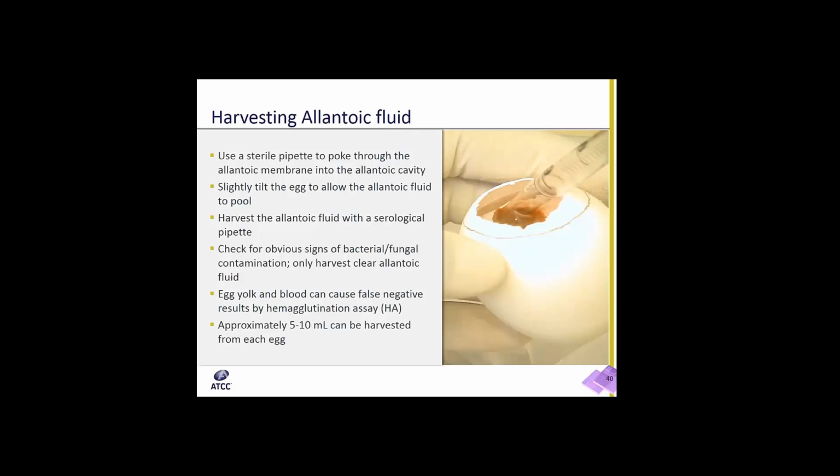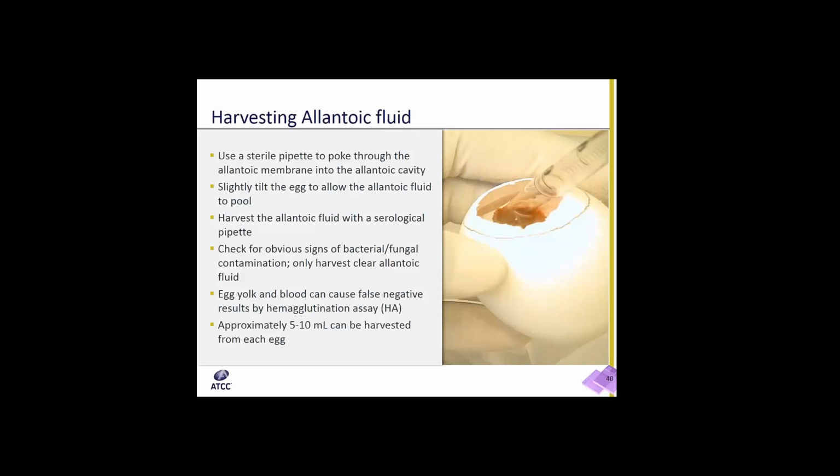Slightly tilt the egg to allow the allantoic fluid to pool on the side of the egg, and then you aspirate your virus in the allantoic fluid with your serological pipette. As you're pulling up the allantoic fluid, check for obvious signs of bacterial or fungal contamination. It should be clear allantoic fluid. If there's egg yolk or blood, it can cause false negative results in your hemagglutination assay.